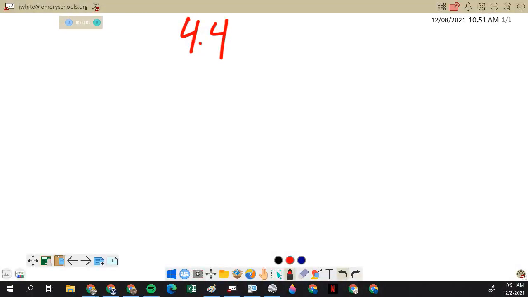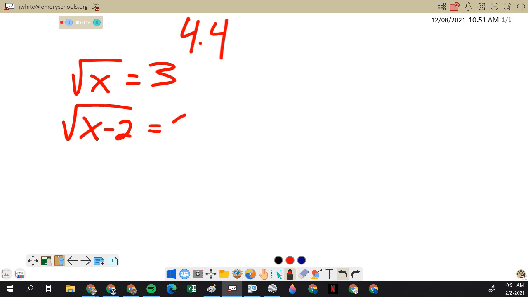In 4.4, we're going to be solving radical equations. For instance, the square root of x equals 3. What number makes that true? 9. Let's make it a little bit harder. Square root of x minus 2 equals 6. 38. 38 minus 2 is 36. The square root of 36 is 6.